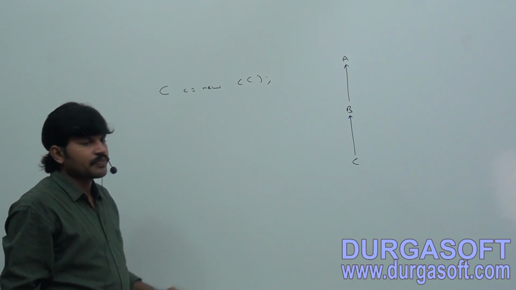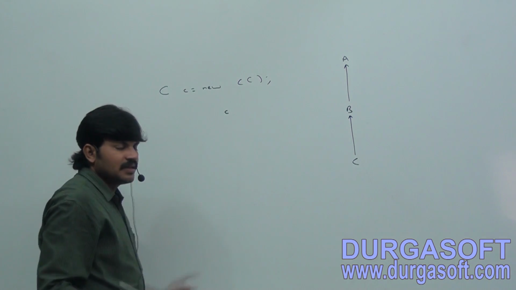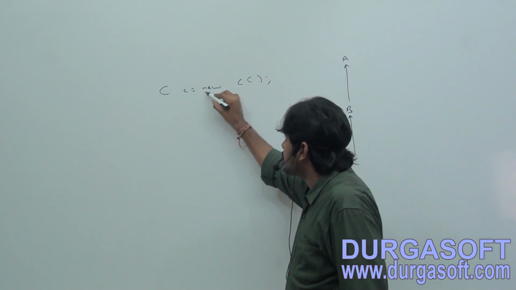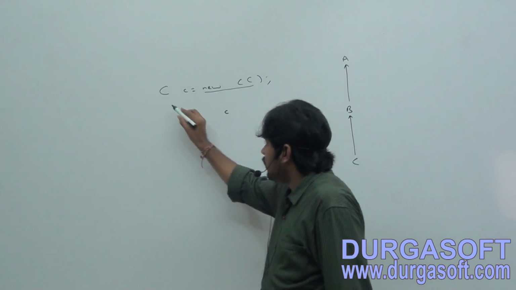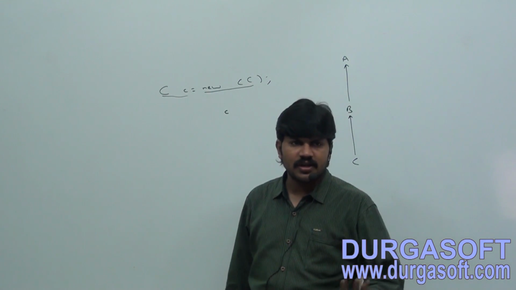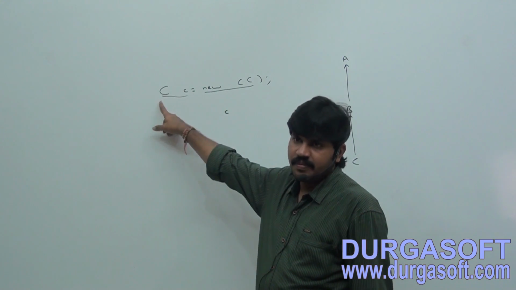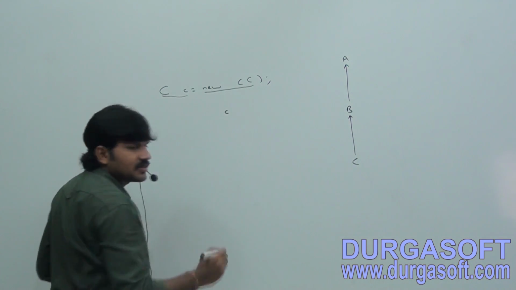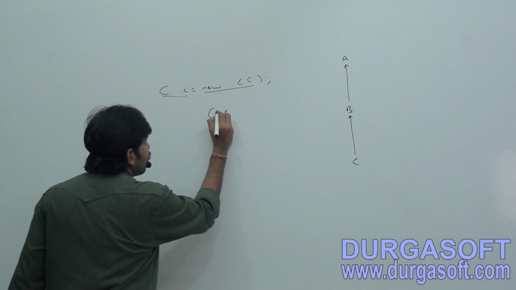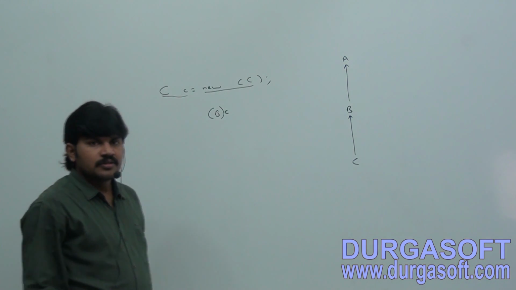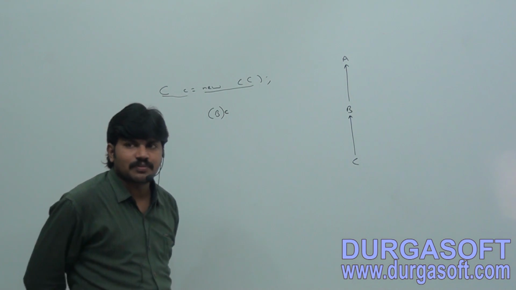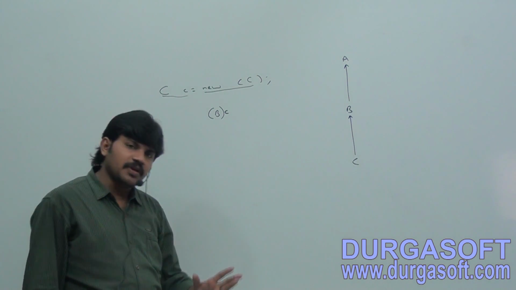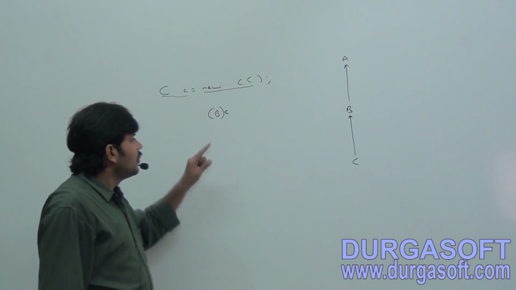C is equal to new C. Can you tell what type of object C is? The C runtime object is a C object only, and the C type is C only. Now I want to typecast this C to B type. Is C to B typecasting acceptable or not? Yes, because B is the parent and C the child. A child object can always be typecast to the parent type, no problem at all.